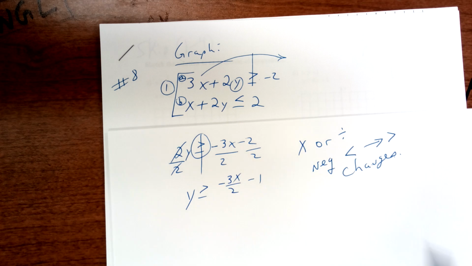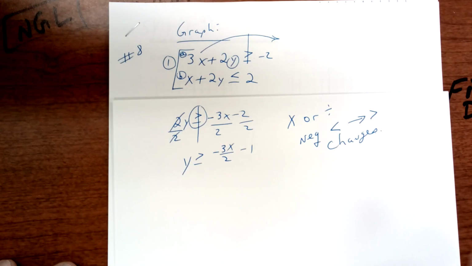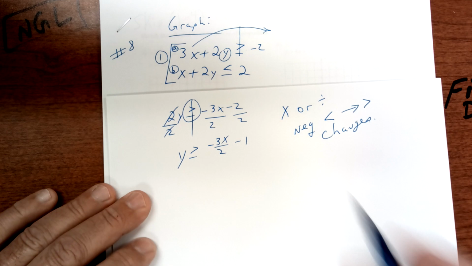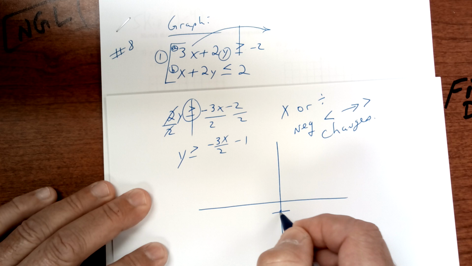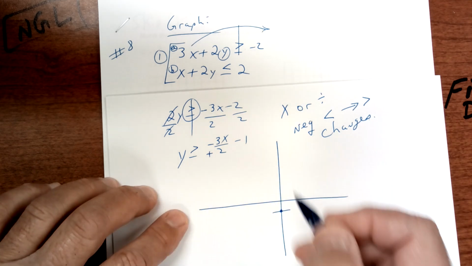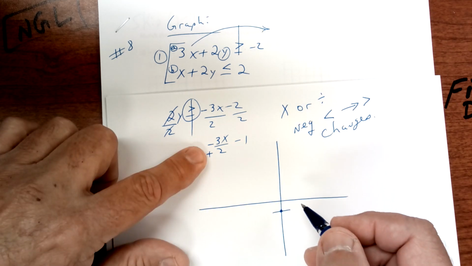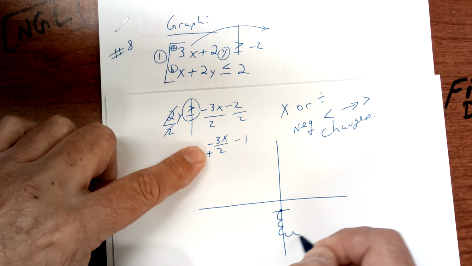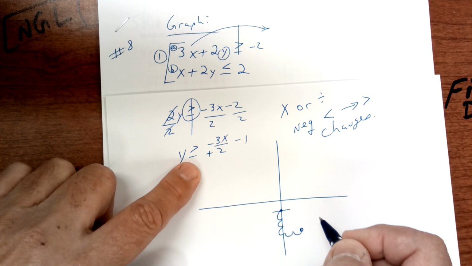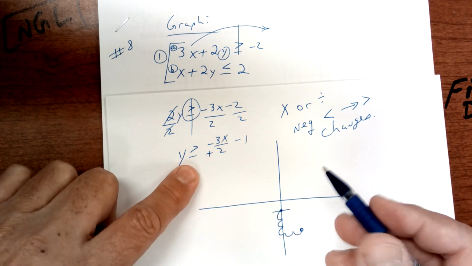And I'm going to make it a little smaller so I can do some work here. The y-intercept on this one is a negative 1, so you want to go down 1. The slope is down 3, but to the right 2. And this one is solid because it has an equal. And actually both of these are solid.